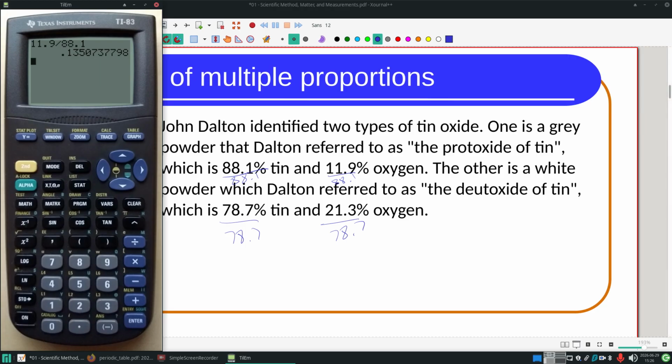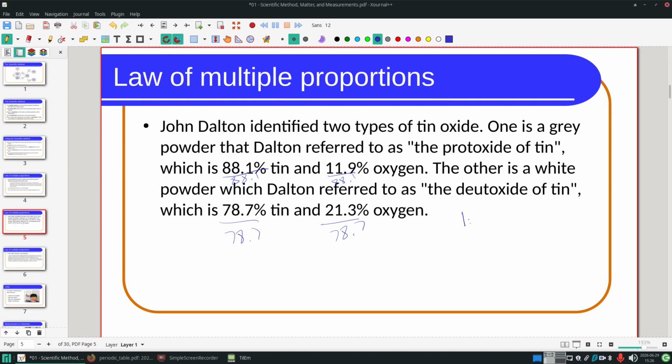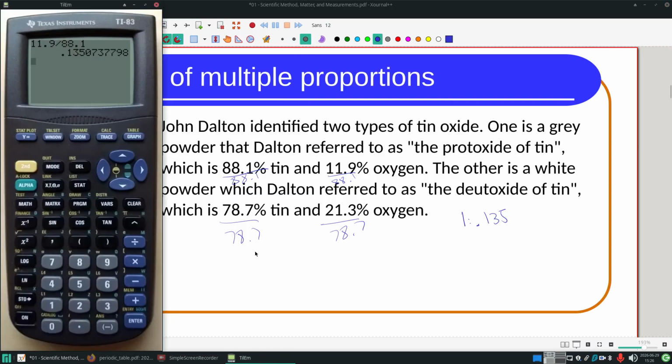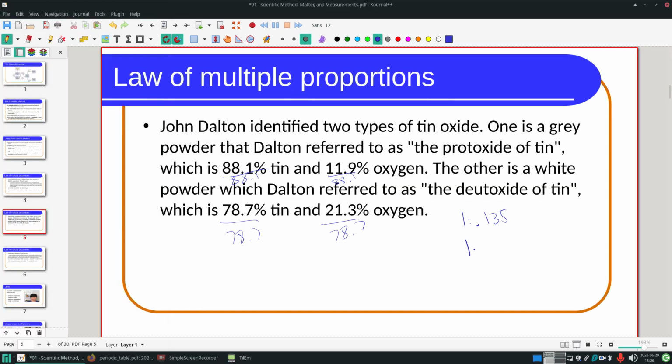So we got 1 to 0.135. I don't see my pen. Make this dot bigger so I can see it. And then I'm going to do the same thing over here. That'll be 1, and then 21.3 divided by 78.7 is 1 to 0.271. All right, big deal, right?